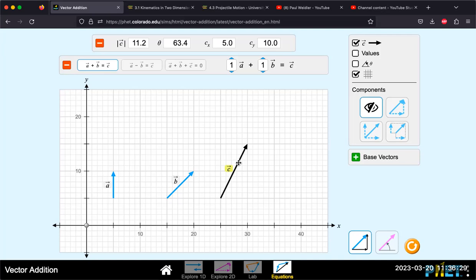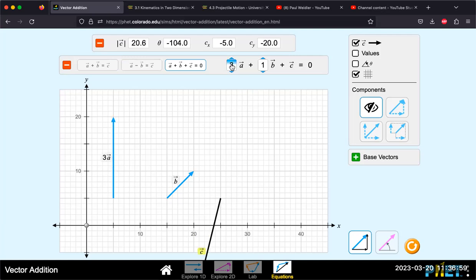Note I have clicked on the C vector and it's showing me up here the magnitude, angle, x component and y component of C. In the second bar here, I've got A plus B equals C, A minus B equals C, and A plus B plus C equals 0, or A plus B equals negative C. So clearly, if we just split between these two, that's C, that's negative C.